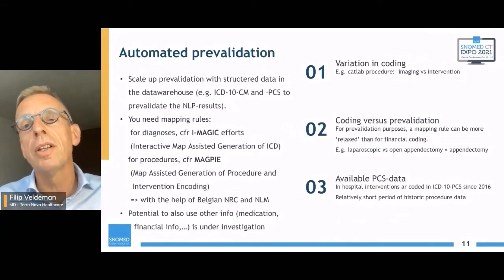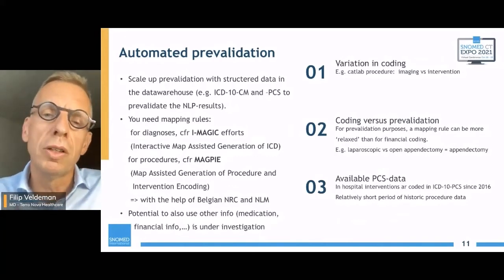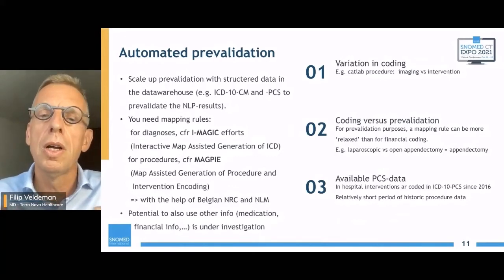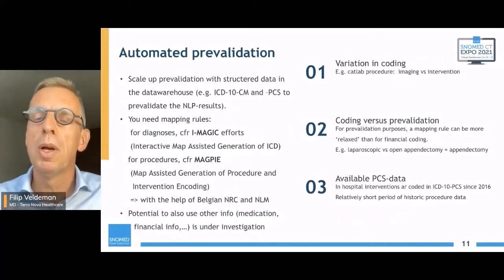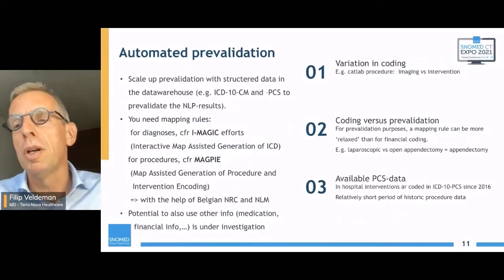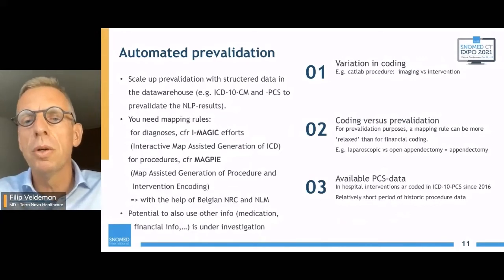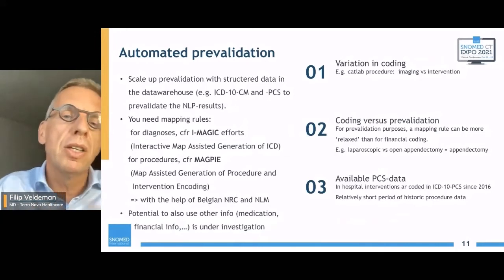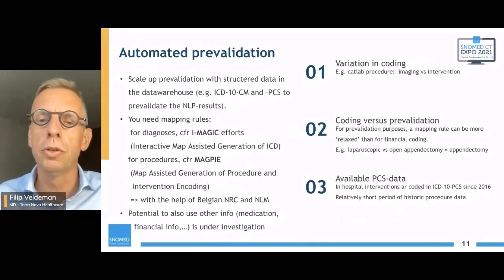We saw there that there is variation in coding, and that the strict coding rules in the context of financial things can be a bit loosened up for the pre-validation of NLP. If we know we found an appendectomy, you can see, okay, if it's laparoscopic or open, for the pre-validation, it's less important than for the billing. So we can be a bit more relaxed on those rules.